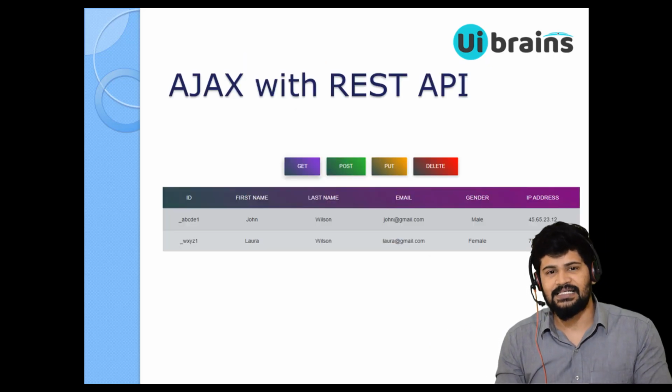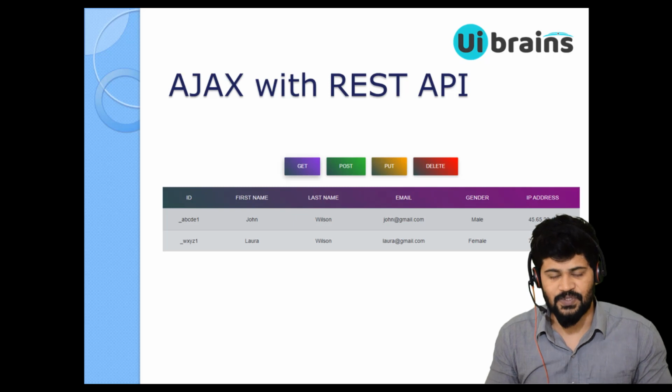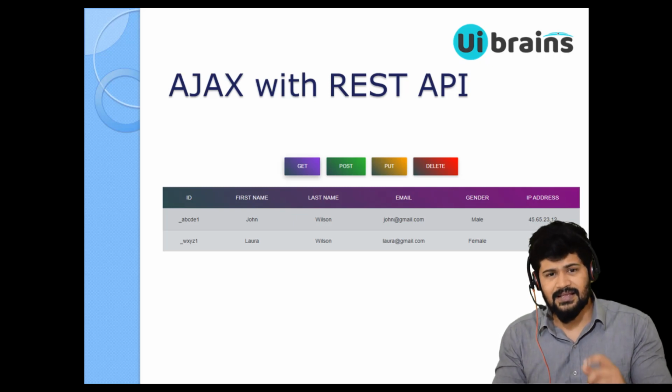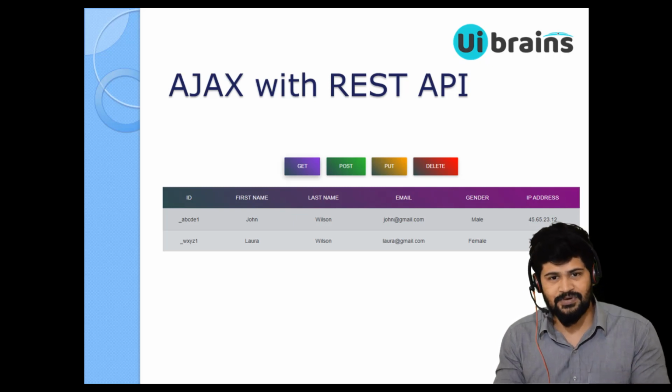And after that, we're gonna start with a REST API. So we're gonna build our custom Ajax API. With that, I'll show you how to perform get request, post request, put and delete, all the four types of requests we're gonna see.